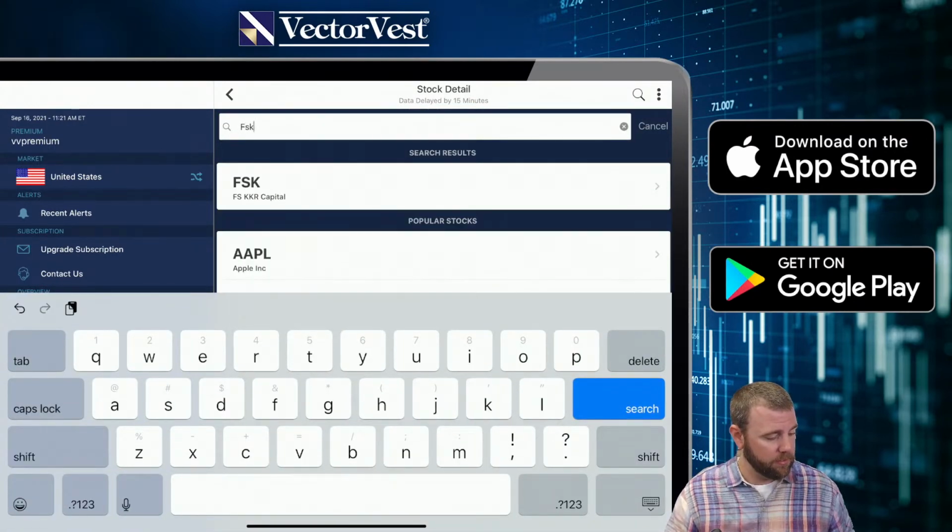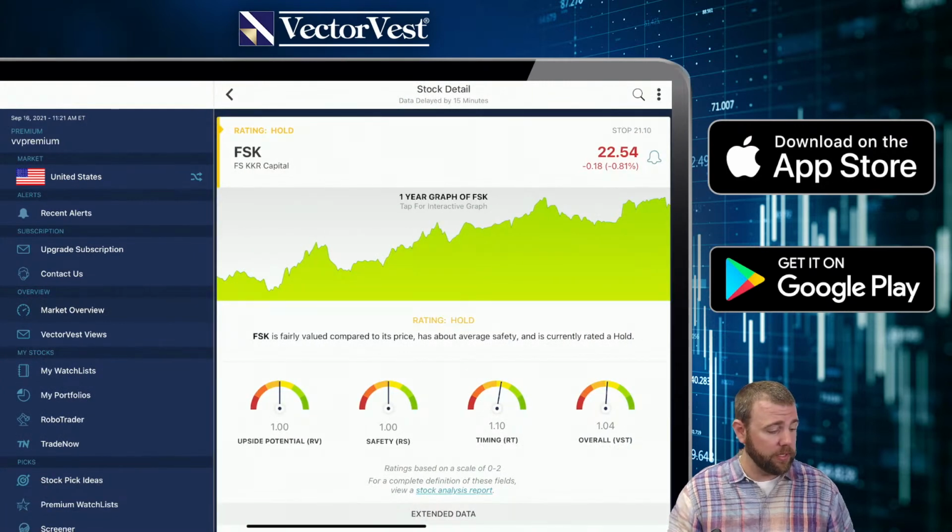FSK. So this looks like it's an ETF. I know that because the RV and RS are exactly one. Any ETF is a basket or conglomerate of equities, or it's looking at some underlying equity. So it's not like a company that reports quarterly earnings and you can analyze its balance sheets. So the fundamental indicators RV and RS here at VectorVest are always going to be at 1. Your primary focus is always going to be RT on an ETF. So at 1.1, you have a steady uptrend. Overall, the stock's favorable slightly.